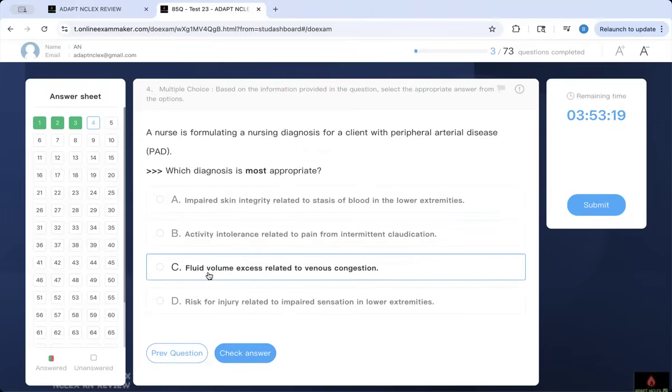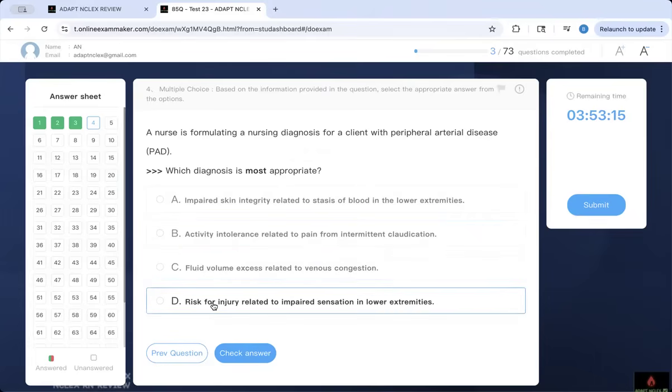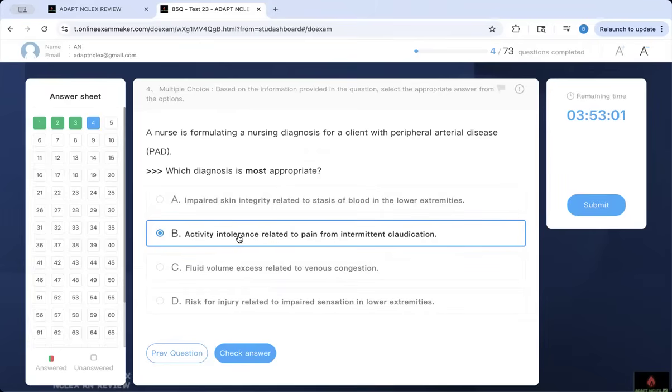Fluid volume excess related to what? Volume congestion. Risk for injury related to impaired sensation in the lower extremities. Pause, pick your answer, keep track of your record. You pick your answer? I can tell you, claudication, the right answer is what? Number 2, because of activity intolerance.